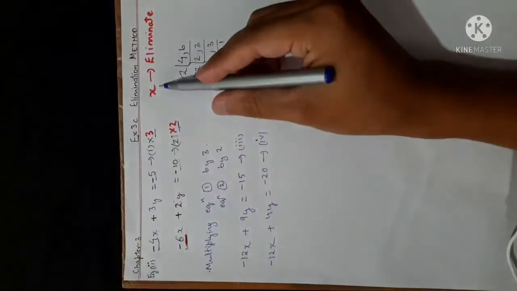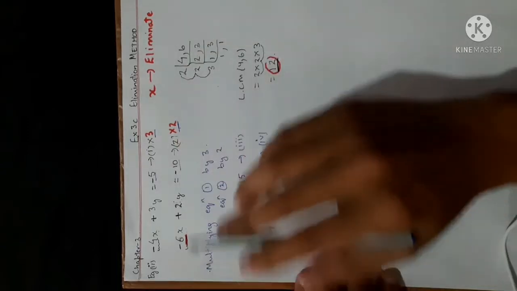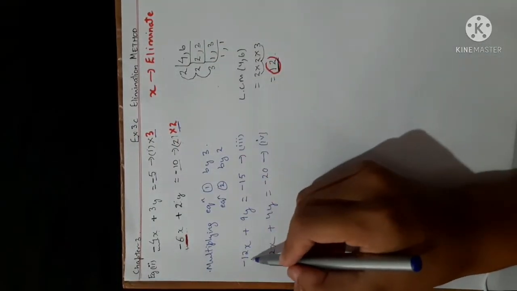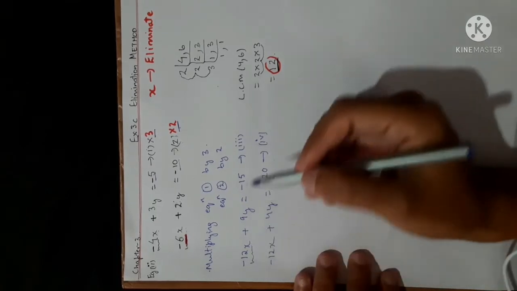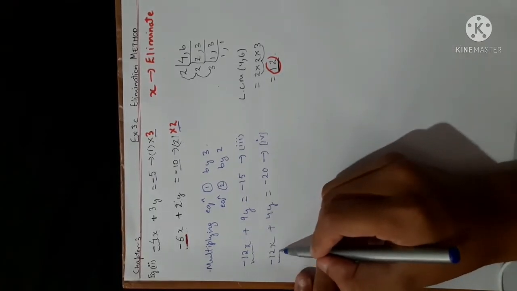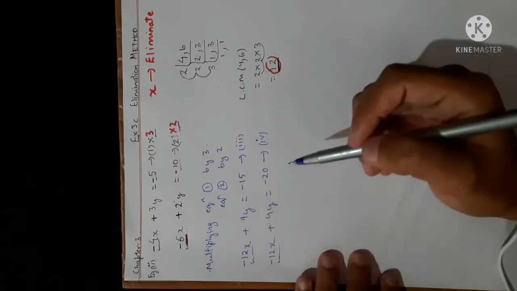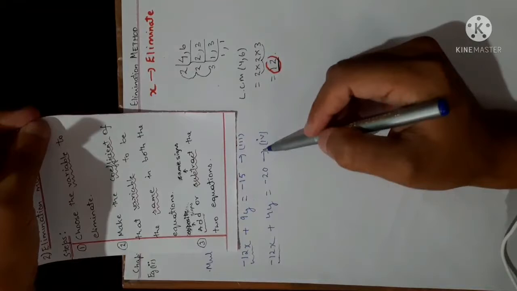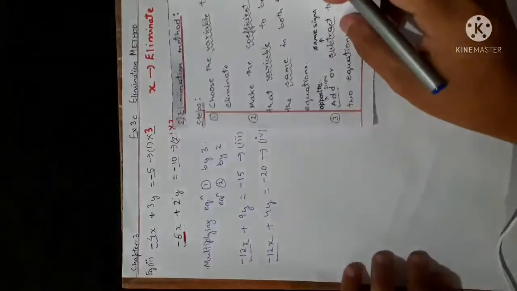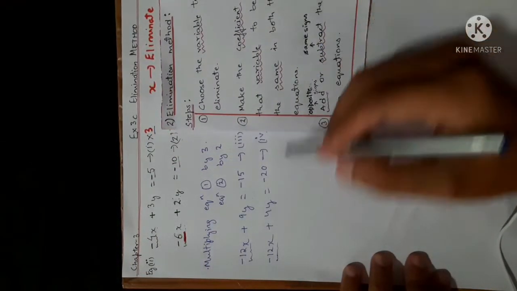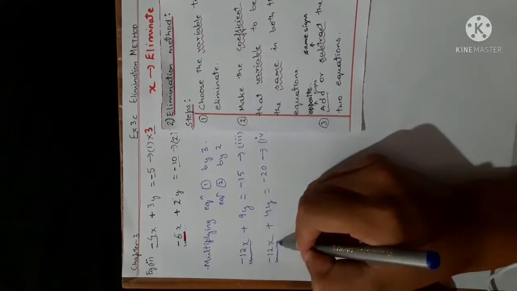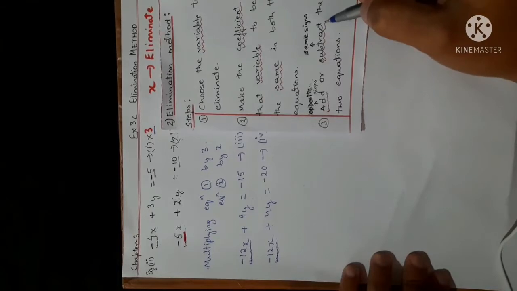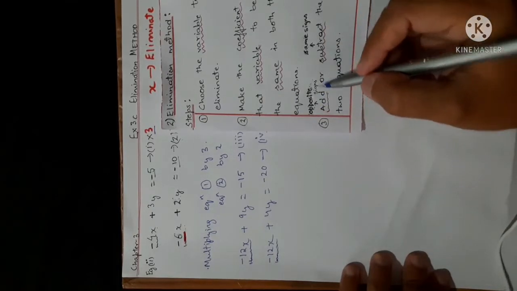We have chosen x, and we make all the coefficients of the term containing the variable x the same. In equation 3 the coefficient of x is minus 12, and in equation 4 also it is minus 12. So we have made them the same. Now what we do, we add or subtract these two equations. Here I have written it down for you. If the terms containing x are in the same sign, then we must subtract them. If they are in opposite signs, we must add them.